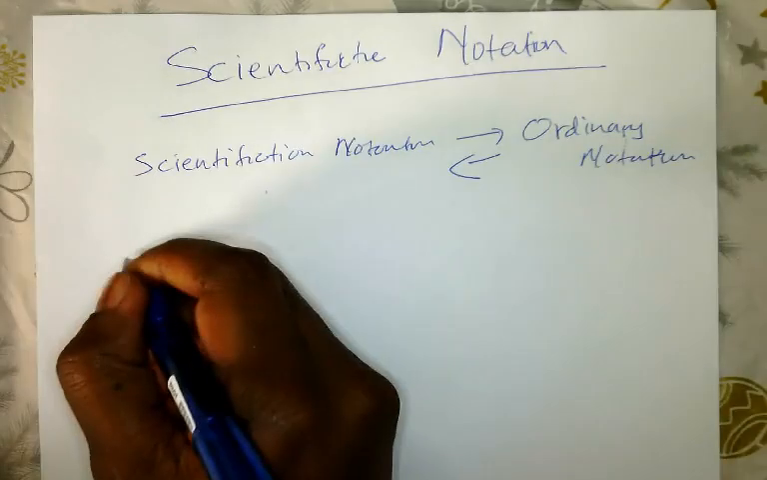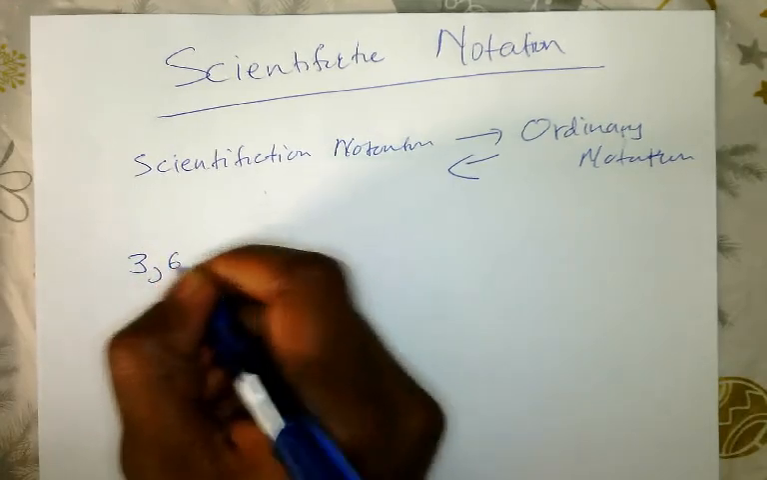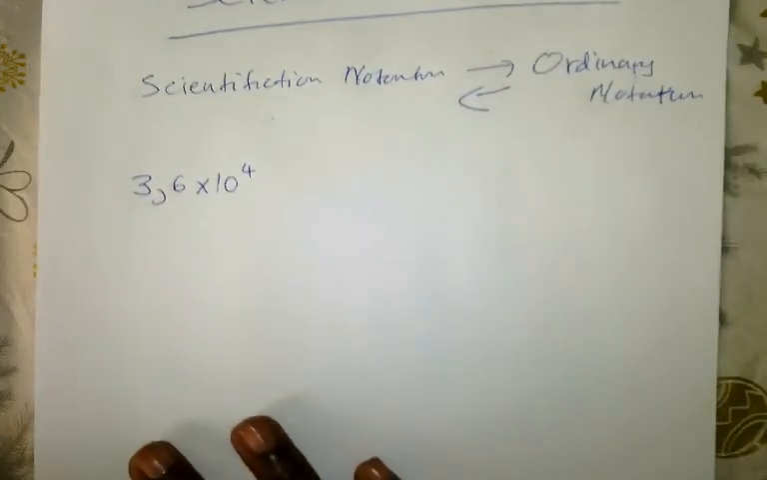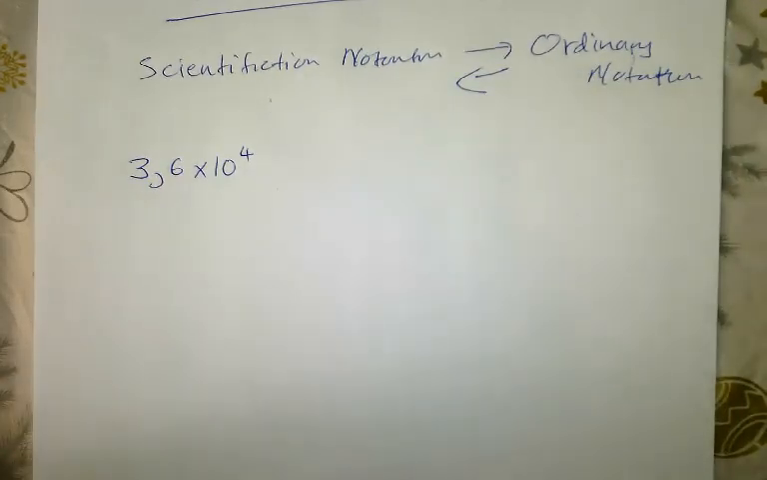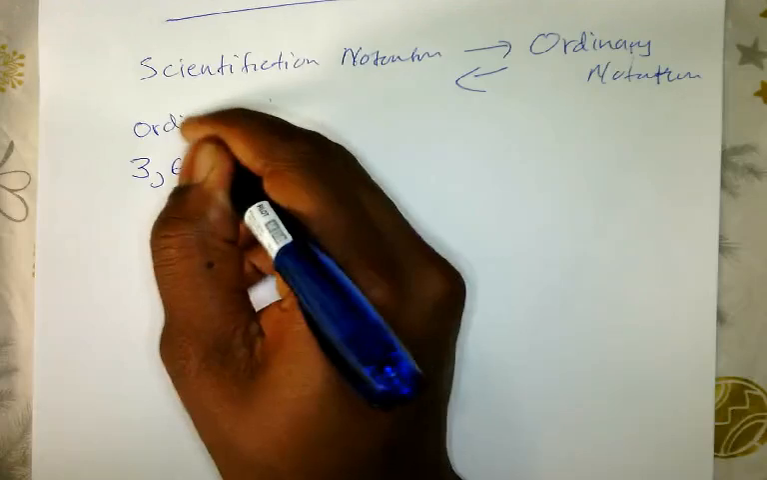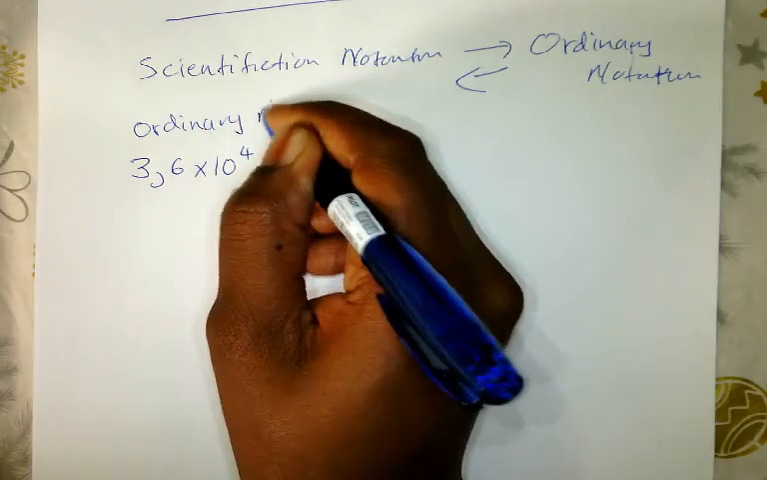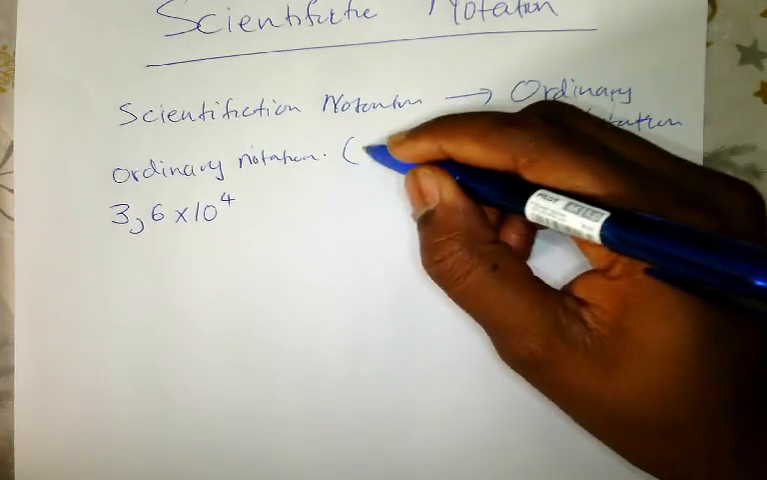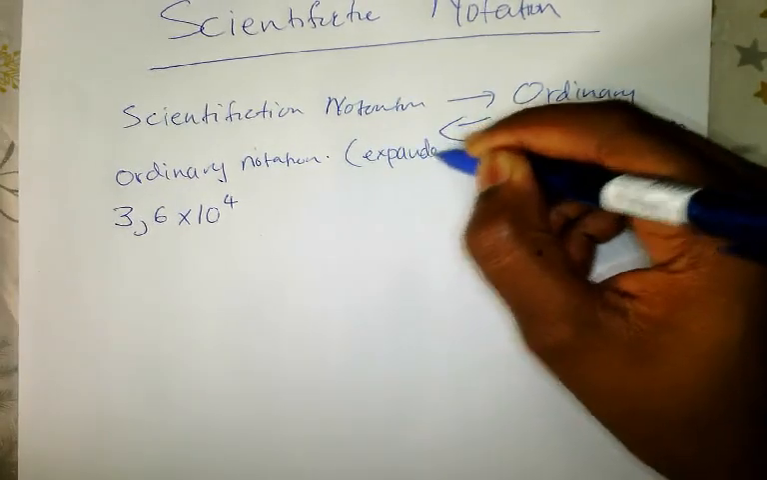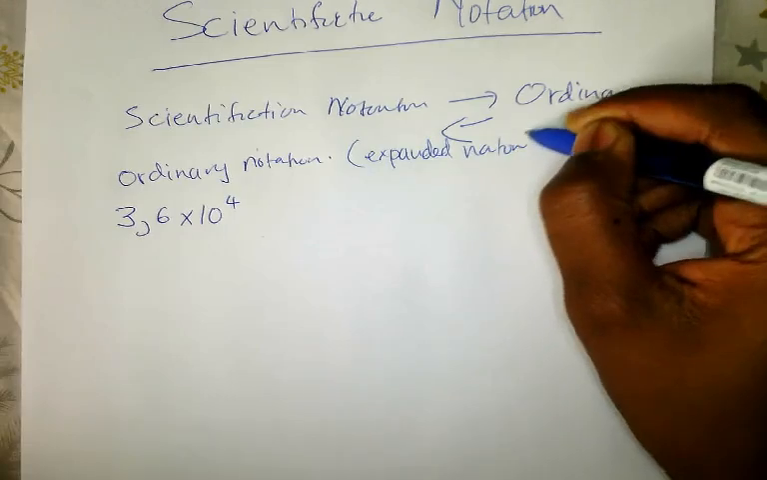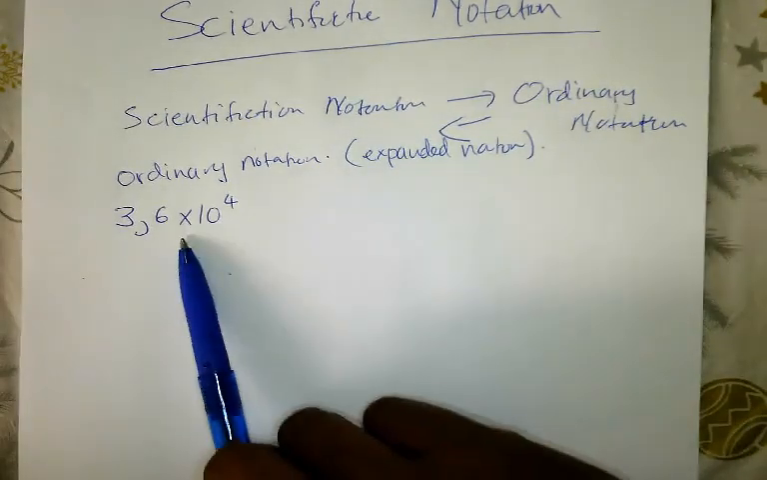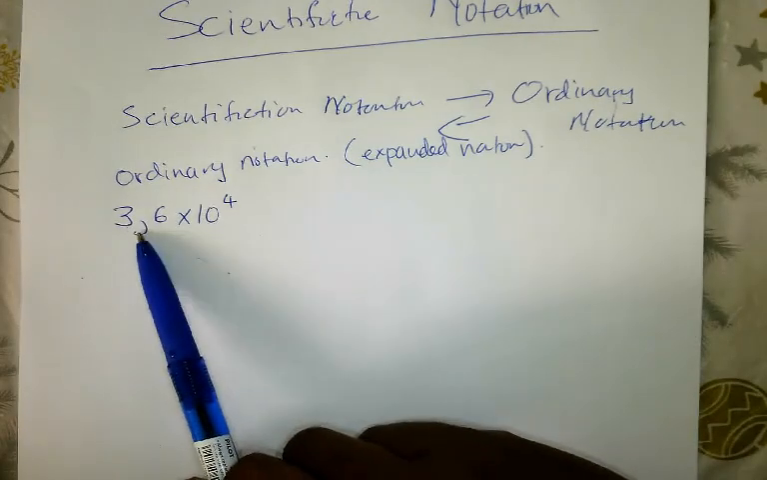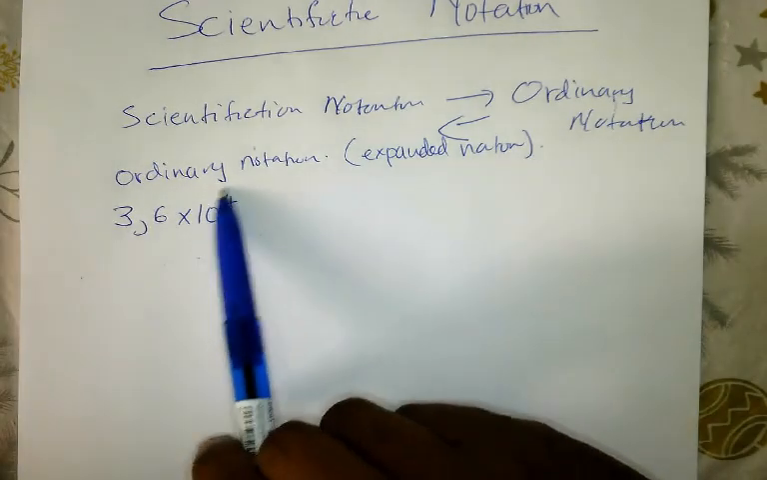And the question says, write this as ordinary notation. Another word for ordinary notation is what? Expanded notation. So what are we going to do here? We're going to move the comma. And then how do we move the comma? This tells us how many times we must move the comma. Are we all clear?